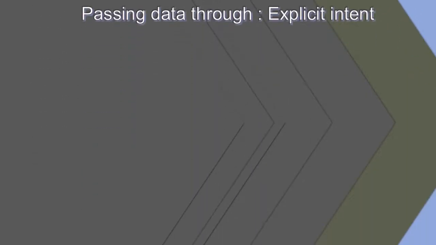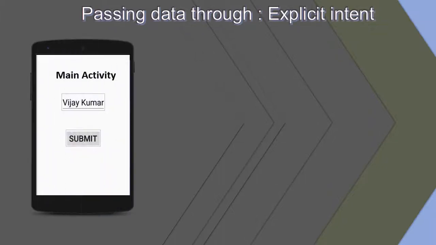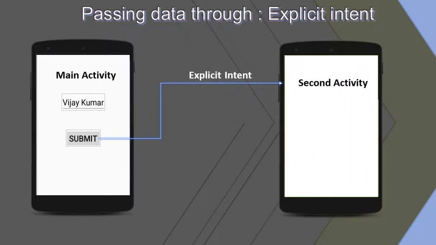Now here I will give you an example of how to pass data through explicit intent between activities. Again, suppose this is our main activity. At this time there are two UI elements present inside the main activity. The first one is a text view, in which there is a text, Vijay Kumar, which is the name of the user, and we also have one button, the submit button. On click of the submit button, our task is to send the data to the second activity, that is the text which is the username Vijay Kumar. So when we click on this submit button, it will pass the data Vijay Kumar to the second activity.